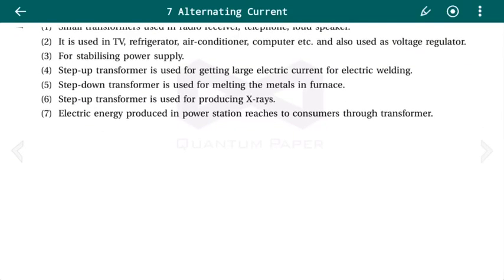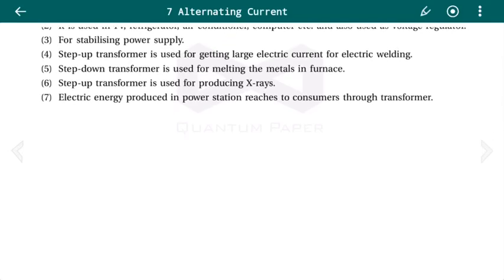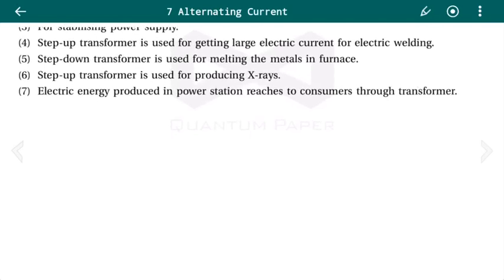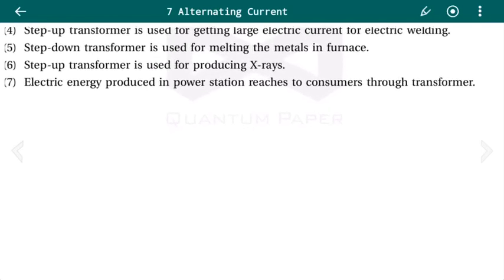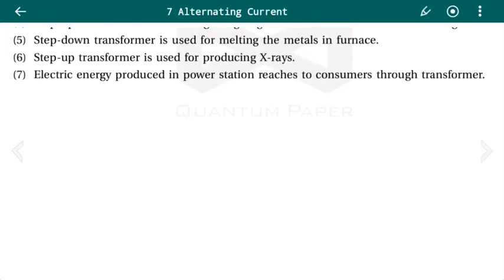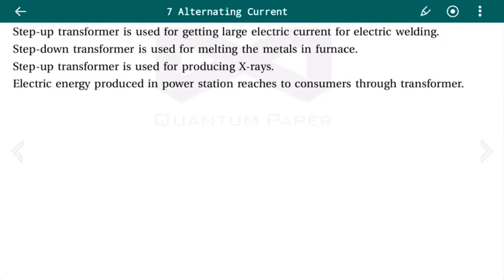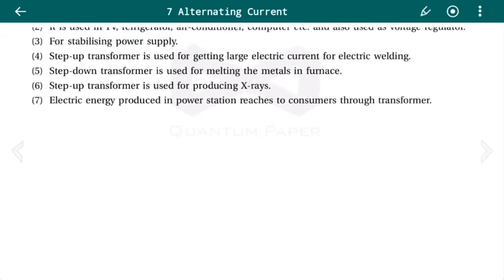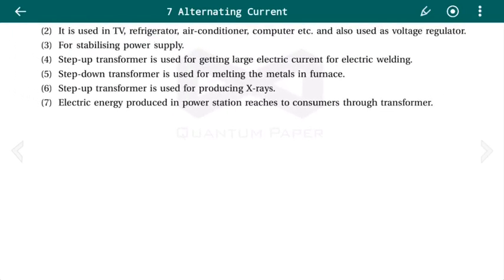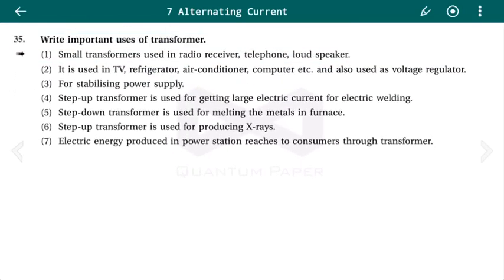Step-up transformer is used for getting large electric current for electric welding. And on the other hand, step-down transformer is used for melting metals in furnaces. Step-up transformer is used for producing X-rays. Electrical energy produced in a power station reaches consumers through transformers. So students, you may note down these uses.